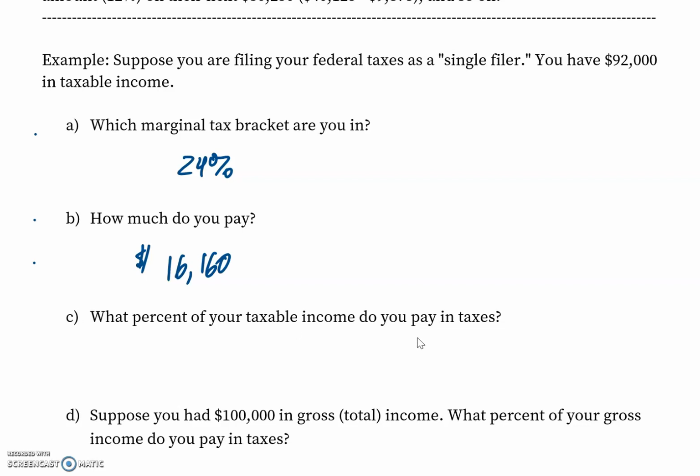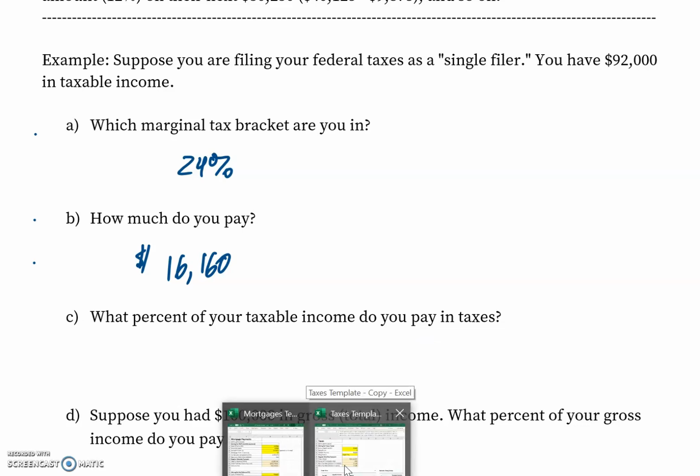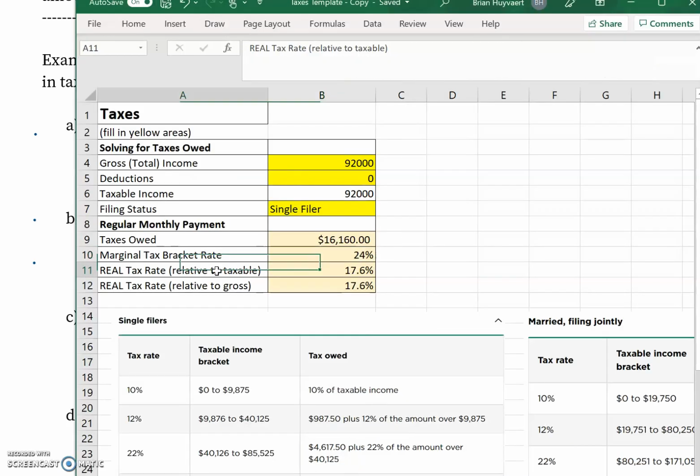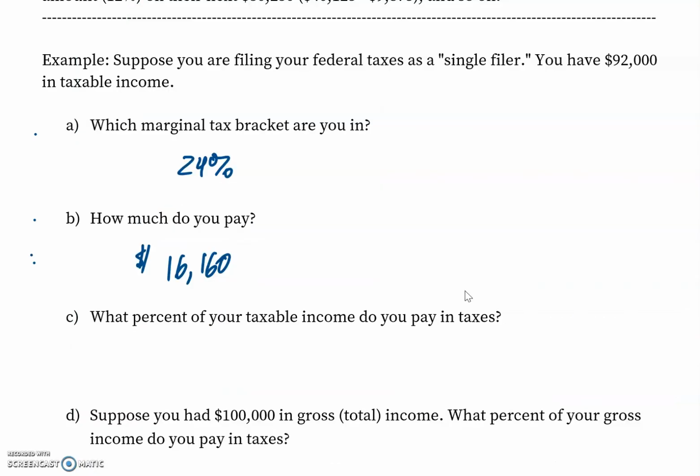What percent of your taxable income do you pay in taxes? So we would think it's 24%, but of course that's not actually true. So what percent of our taxable income, right? So this is relative to taxable, relative to gross. Make sure we're choosing the right one here. In this case, because we don't have any breakdown of the gross versus deduction, these two numbers are the same, but in general they're different. So 17.6%.